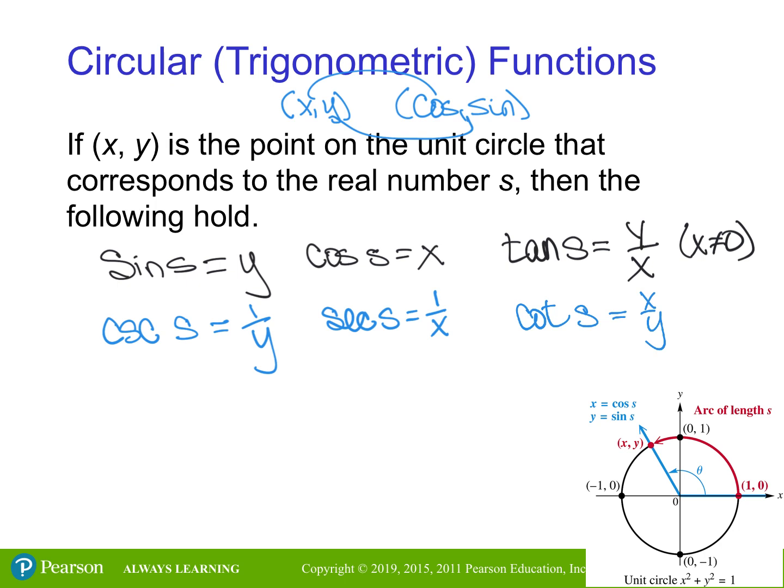Now, one little thing we need to make note of on all of our reciprocal functions is that cosecant is defined when y is not equal to 0. Secant is defined when x is not equal to 0. And cotangent is defined when y is not equal to 0.